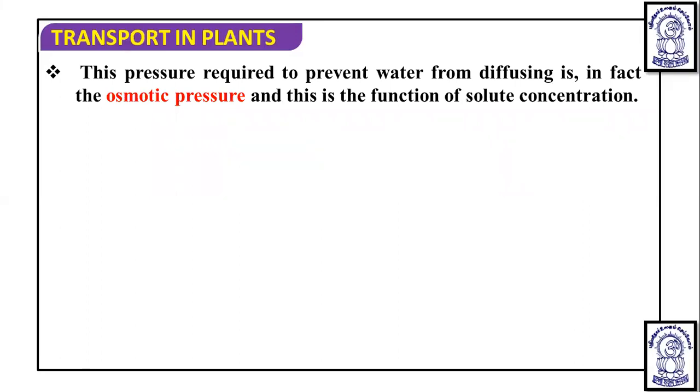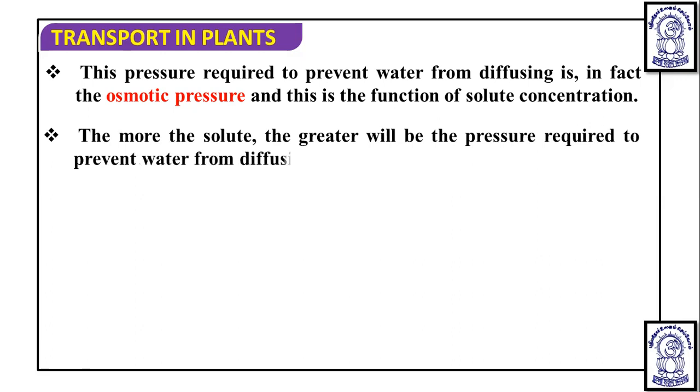In the same way, if solute concentration is more in the beaker or in the thistle funnel, then more pressure will be required to prevent the entry of water. So osmotic pressure is directly proportional to the concentration of solute in a solution. If a solution has more solute concentration, the osmotic pressure will be high. So the more the solute, the greater the pressure required to prevent water from diffusing in.